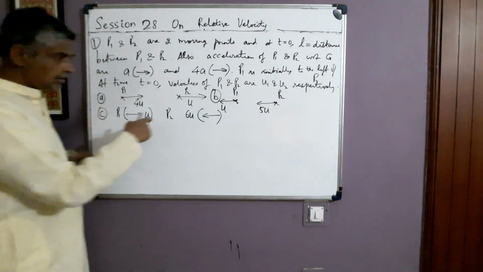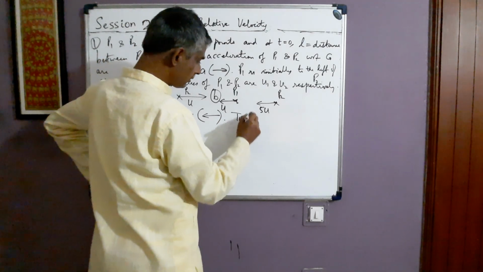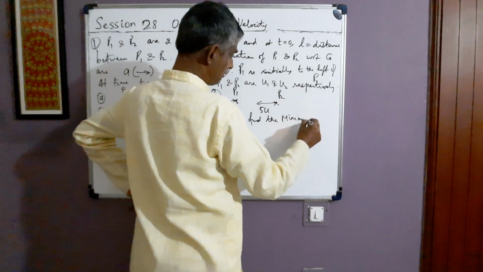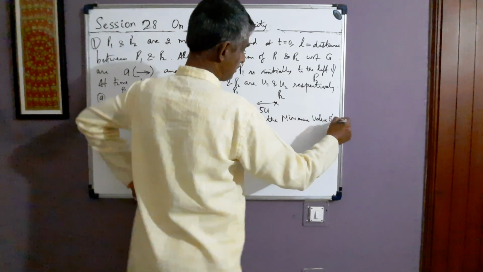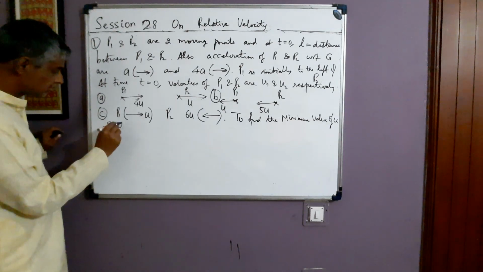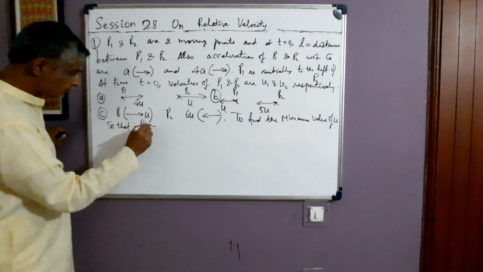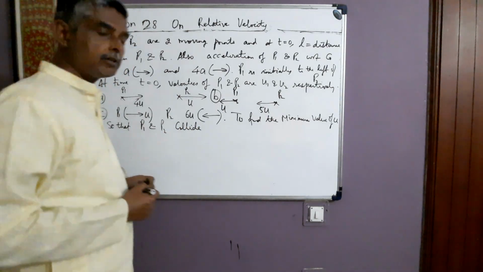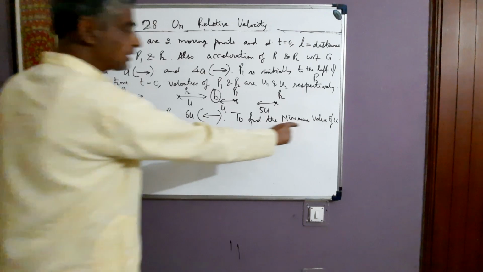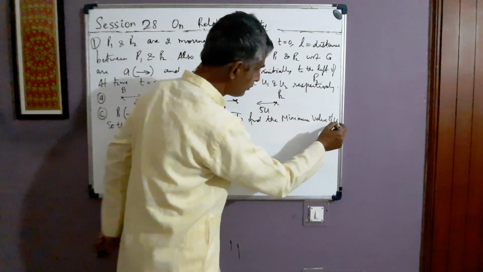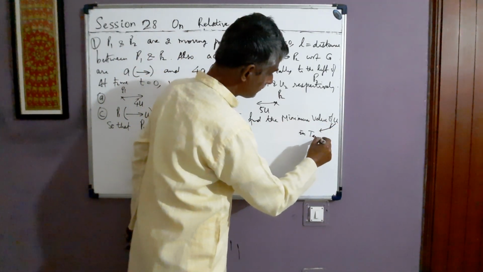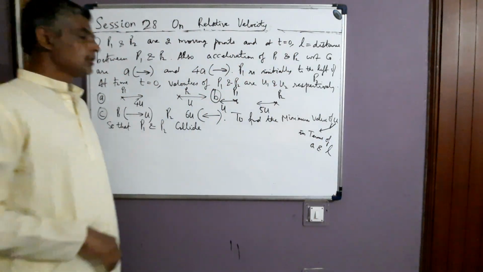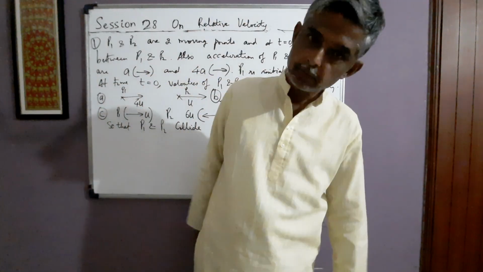Now, in all the 3 cases A, B, C, we have to find the value of u so that P1 and P2 collide. u has to be found in terms of A and L. We have to solve this using the concept of relative velocity.